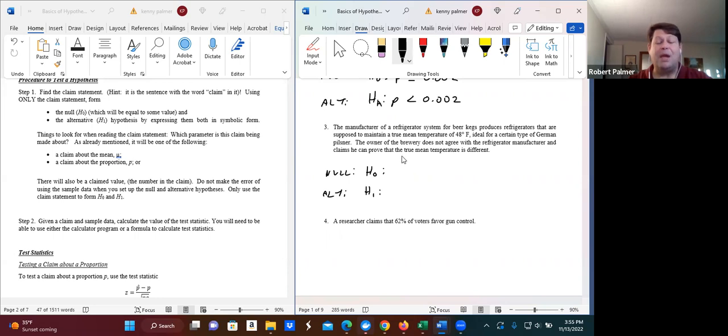Now, are we talking about a mean or proportion? Well, this time it says the mean temperature, so we're going to talk about a mean. So we use the Greek letter mu for mean. Now, this time it doesn't claim it's greater than or less than this temperature. He just claims that it's different. So what does different mean? Well, different would be then not equal. Okay, so not equal to 48 degrees Fahrenheit. And then the null hypothesis is simply that it's equal to 48 degrees Fahrenheit.